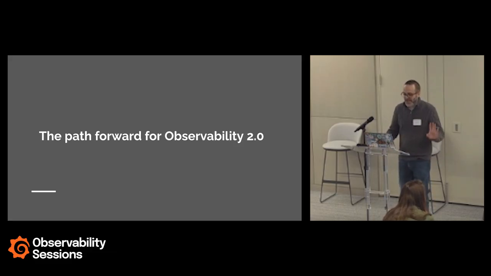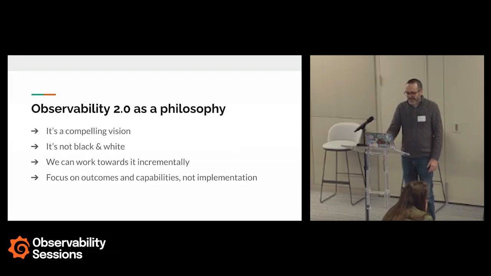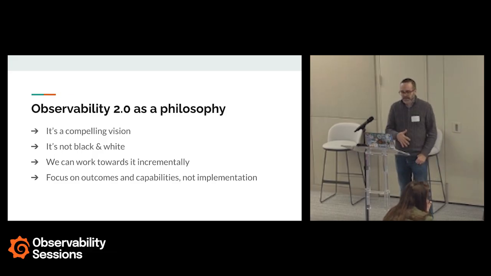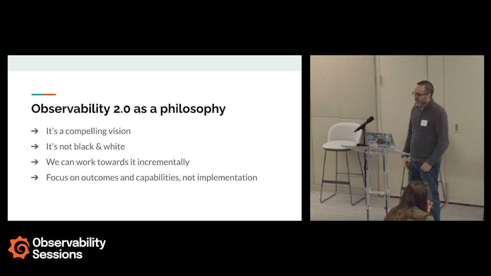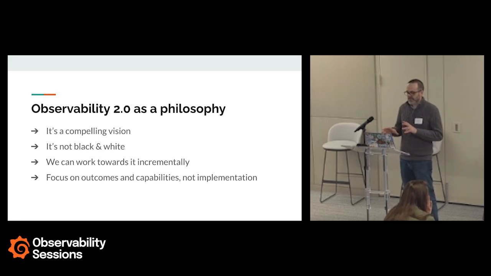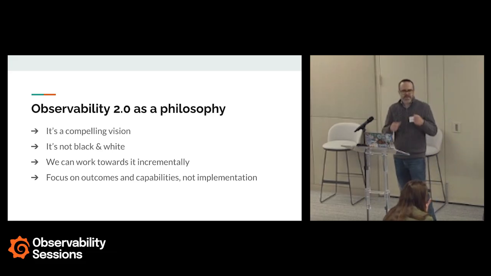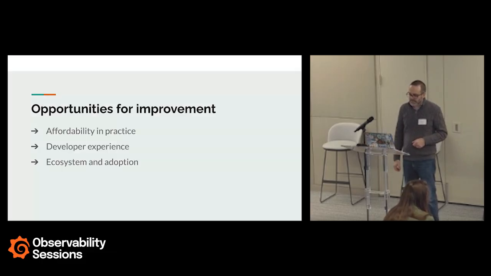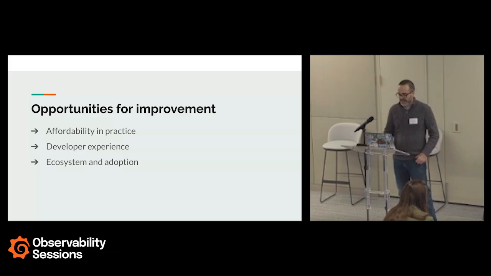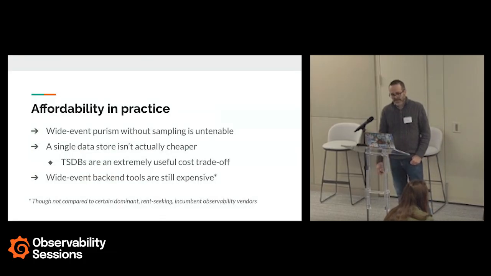Okay, so all that said, I still think Observability 2.0 is a really interesting North Star, and it's a pretty compelling vision if you're not bringing black and white thinking to it. I think we can think of it as a target we can move towards incrementally. Instead of thinking very literally about Charity's description of it, I'm thinking about the outcomes she's describing rather than the implementation details. I'm thinking of these in three categories. So, affordability.